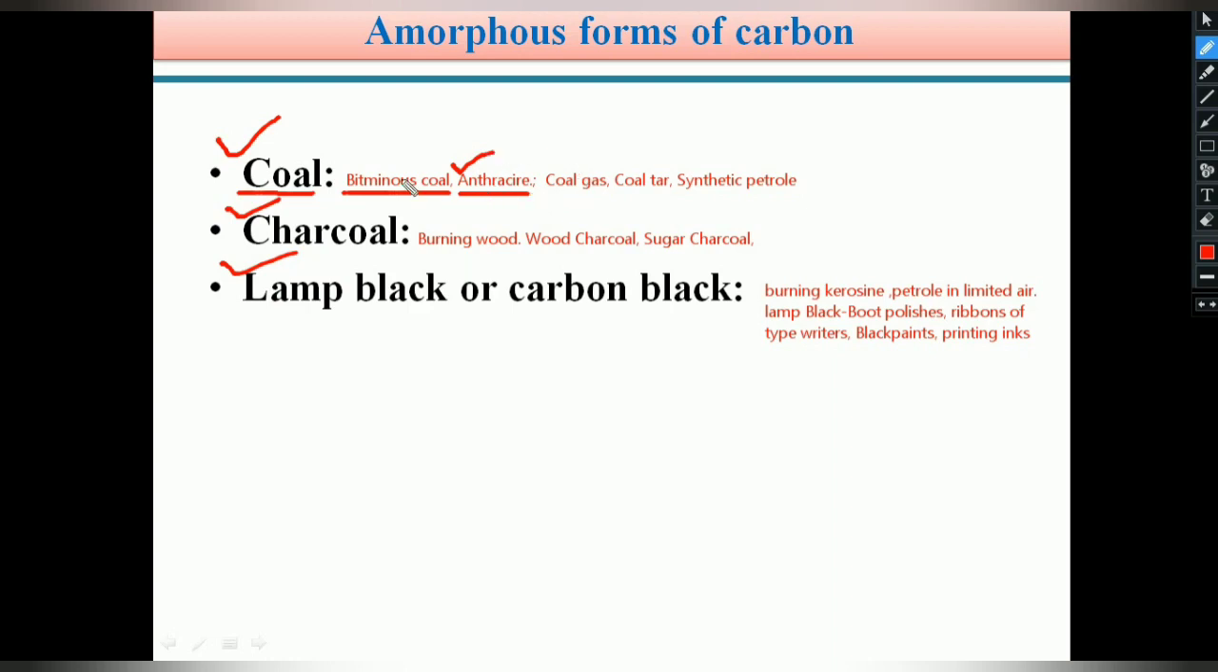This coal is used in the preparation of fuels, that is coal gas. It is used in the preparation of coal gas, coal tar, coke, synthetic petrol. Mainly coal is used as a fuel. Students, in thermal power plants, coal is used as a fuel.